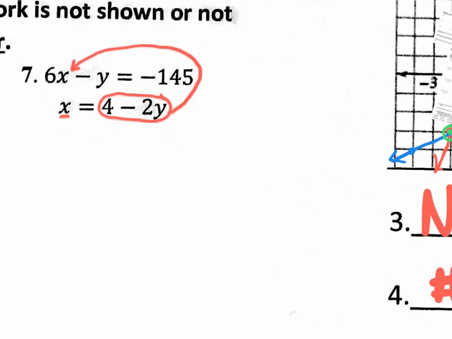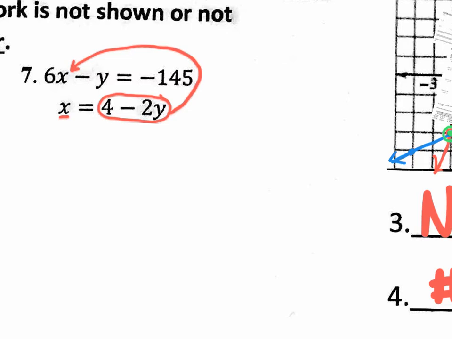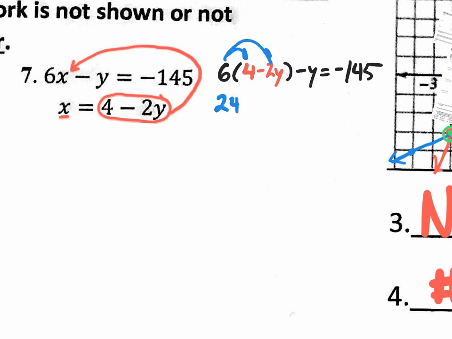I'm going to rewrite my new equation, and it's going to read 6x, but instead of x, I put parentheses, minus y equals negative 145. So that x value is 4 minus 2y. And what I need to do is distribute 6 times 4, that is 24, distribute 6 times negative 2y, that's negative 12y, and then bring down the rest, the minus y, the equals, and the negative 145.